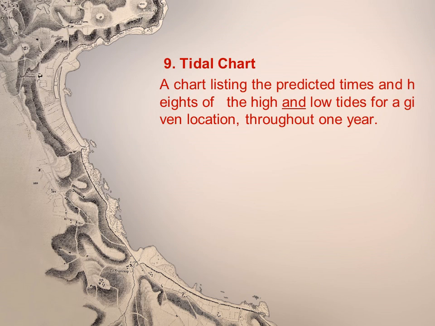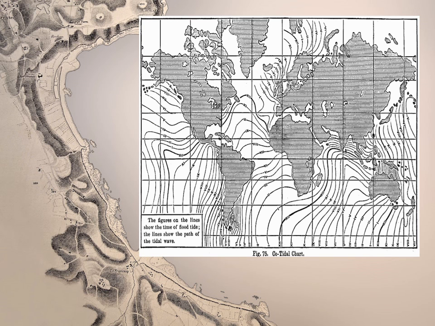Tidal chart, a chart listing the predicted time and height of the high and low tides for a given location throughout one year. So the tidal chart is one example. That is the chart you use to locate where the high and low of water is placed. In the chart we have to record the mean low water, which means the lowest tides that occur in one place.